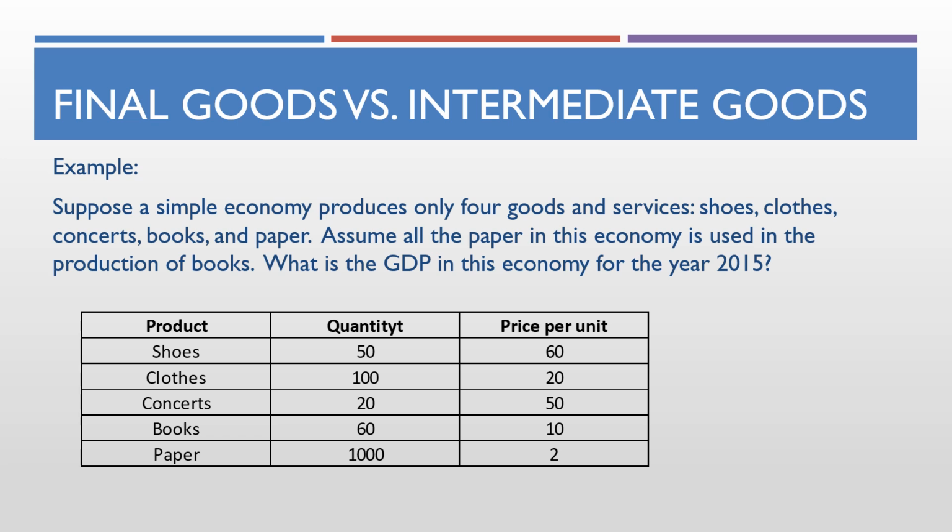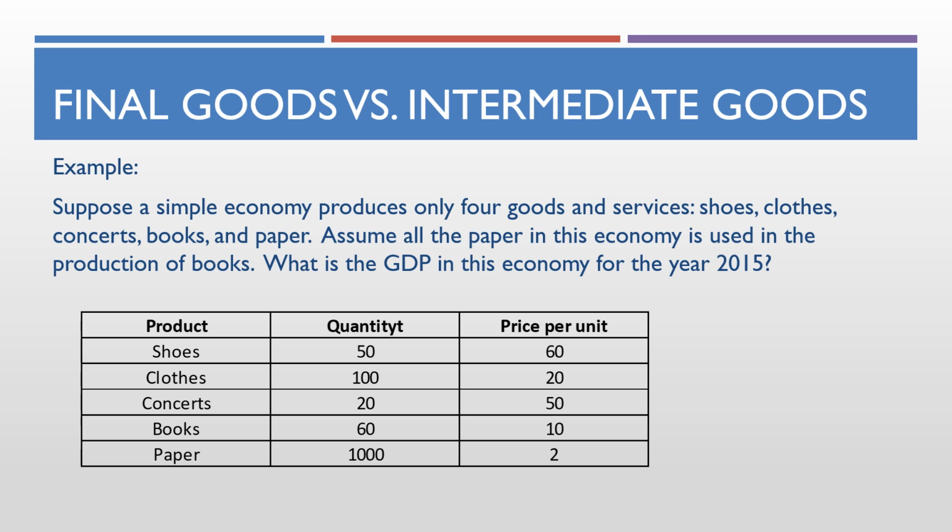So consider an example of a simple economy where we produce only five goods and services: shoes, clothes, concerts, paper, and books. Assume all the paper in this economy is used in the production of books, so we don't consume paper directly, but make books first. So what is GDP in this economy for the year 2015?